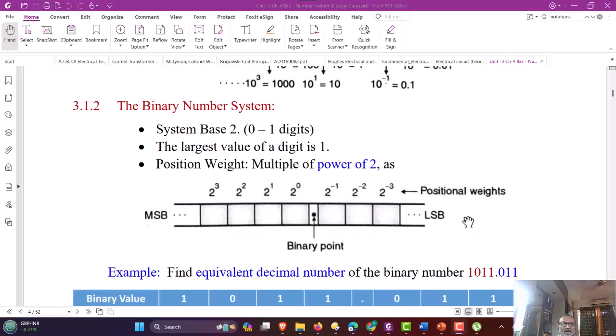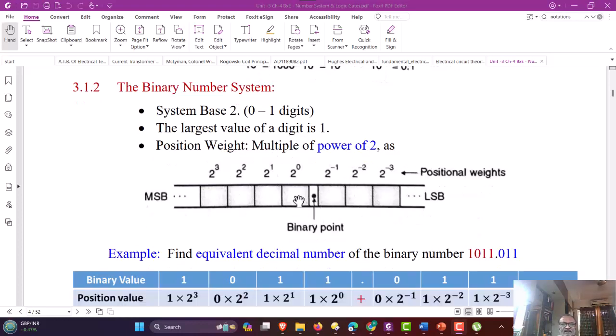Let us see another number system, the binary number system. In the binary number system, the system base is 2. Means there are only 2 digits to represent any number, 0 and 1. We can say logic 0 and logic 1. The largest value of the digit is logic 1. The position weight is the multiple of power of 2.